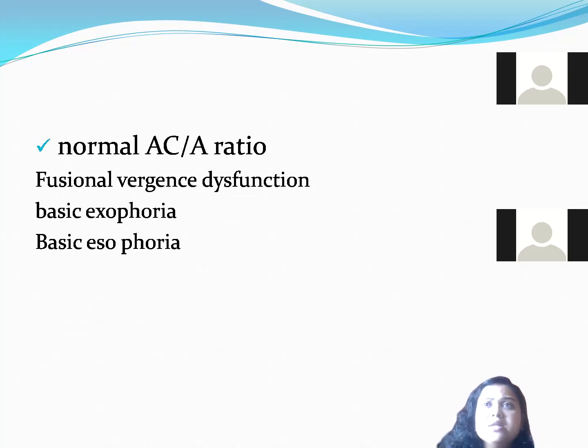What will happen in convergence insufficiency? The near exophoria will be greater than the distance exophoria. In convergence excess, the near esophoria will be greater than the distance esophoria. In divergence insufficiency, the distance esophoria will be more than the near esophoria. In divergence excess, the distance exophoria will be more than the near exophoria. These basics we have to understand while diagnosing any case.